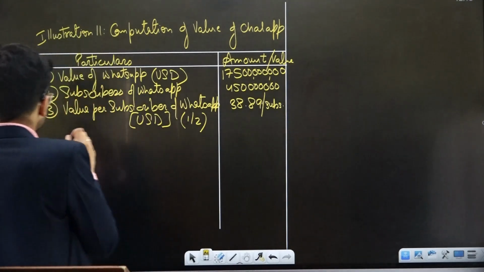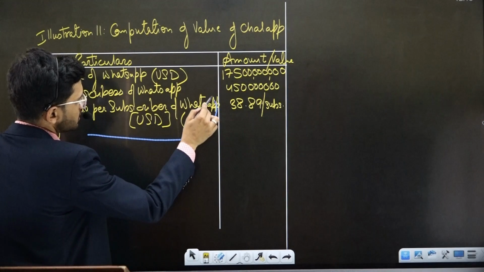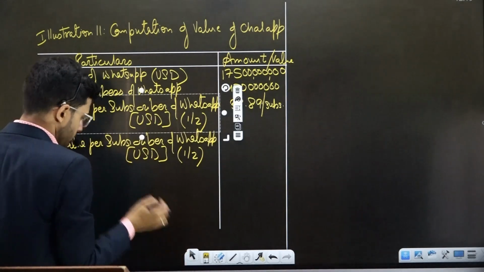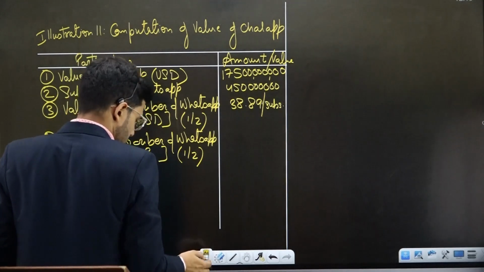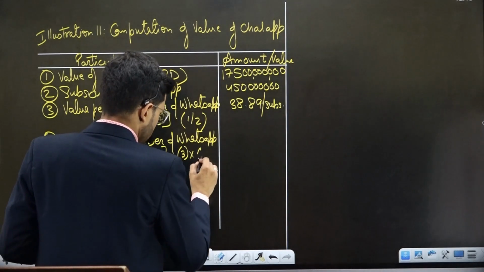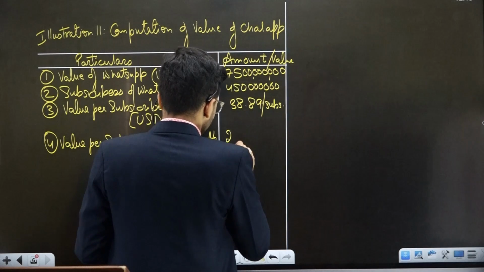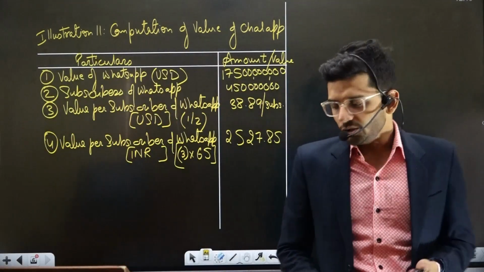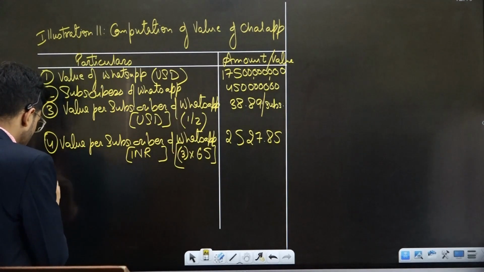38.89 per subscriber. Okay, now if I convert it into INR using the exchange rate of 65 per dollar, so 38.89 multiplied by 65, it is coming out to 2527.85 in INR. If in Indian rupees we compute the value per subscriber, it comes out to 2527.85 per subscriber.